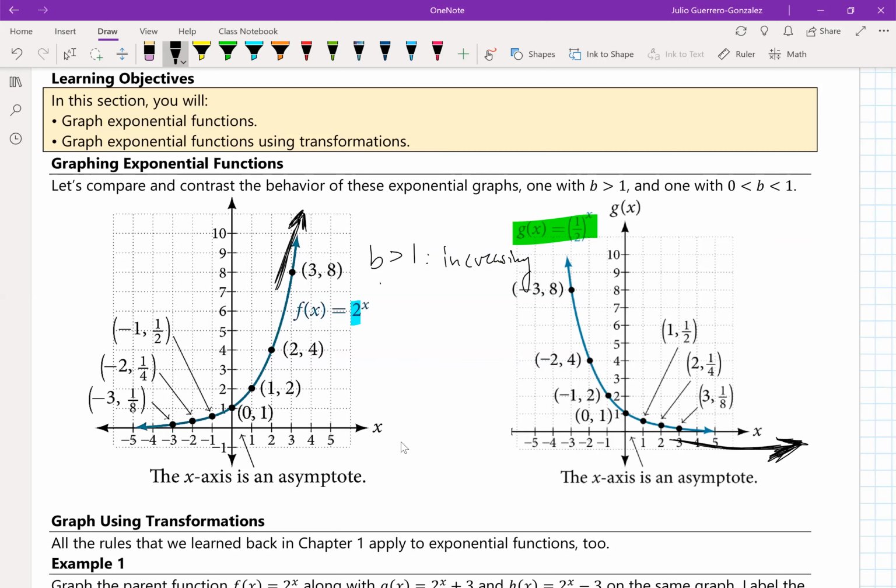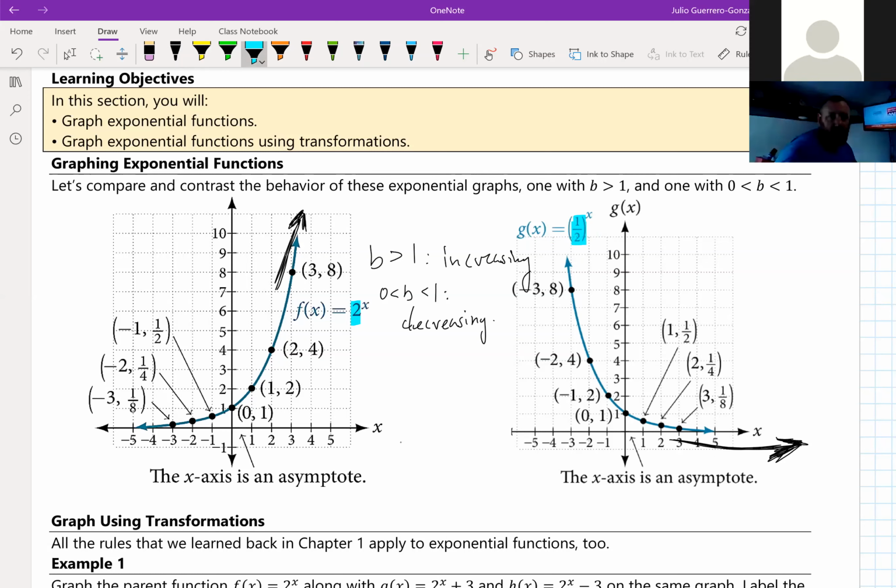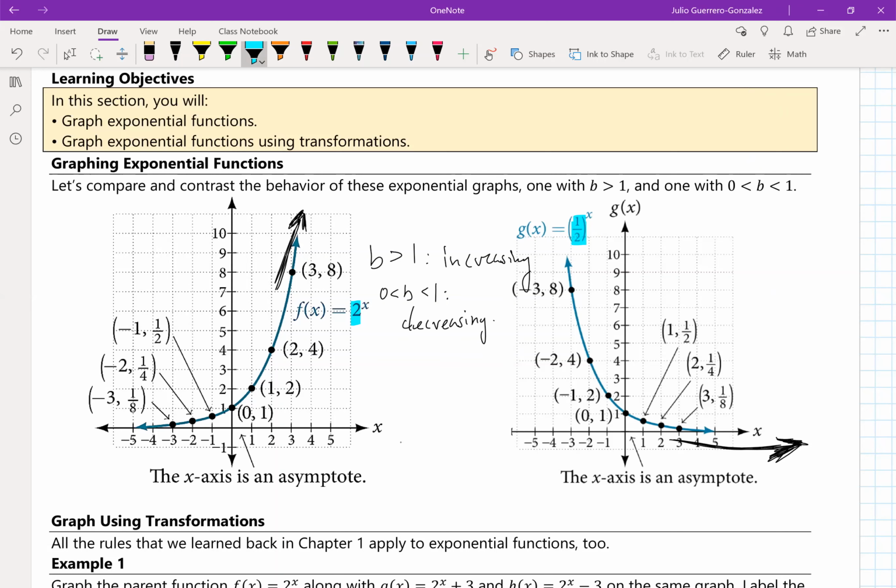And then likewise, if your b is between 0 and 1, it is decreasing. So if you look at the b for this one, it is 1/2. That is the telltale sign of something that will be decreasing. Cool?